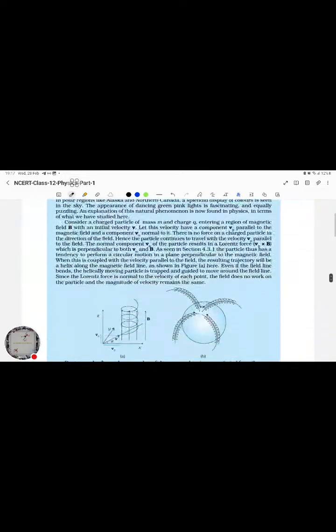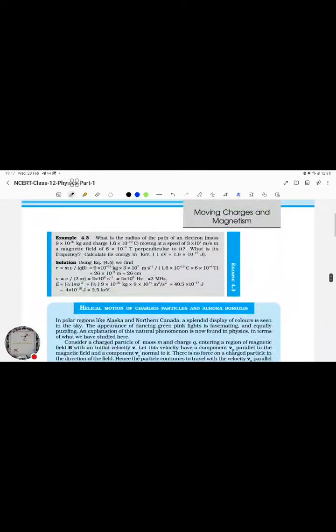So moving down, what is the radius of the path of an electron? So we have been given the mass and the charge moving at a speed. So the speed is given and the magnetic field vector is given. And what is its frequency? Calculate its energy in kilo electron volt.